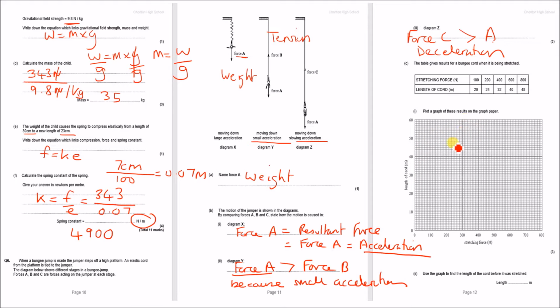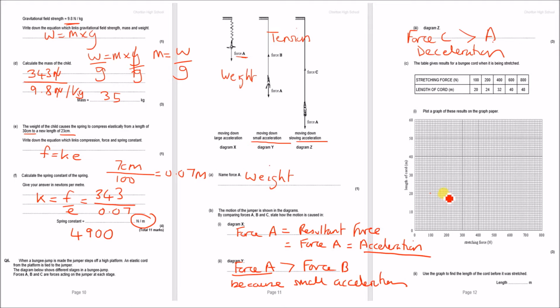Okay, so we're going to plot these results. The first one is 120, so we're going to go across from here and up from there. Be very precise when you do this. I'm going to put some dots on there, but make sure whatever you're using, and you should really be using a pencil and a ruler, is very clear to the examiner.